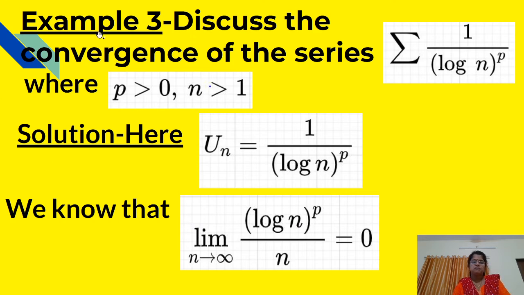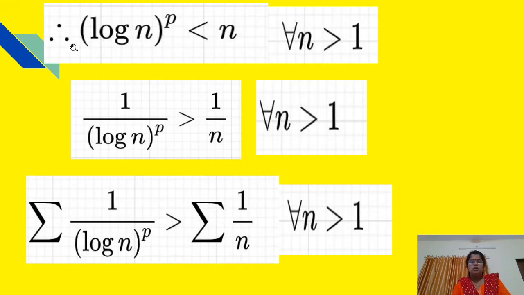Now see the example third. Discuss the convergence of the series summation 1 upon (log n) raised to p, where p is greater than 0 and n is greater than 1. Here un is equal to 1 upon (log n) raised to p. We know that limit n tends to infinity (log n) raised to p divided by n is equal to 0. Therefore, (log n) raised to p will be less than n for every n greater than 1.